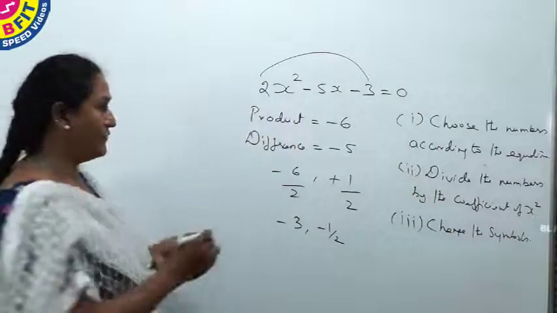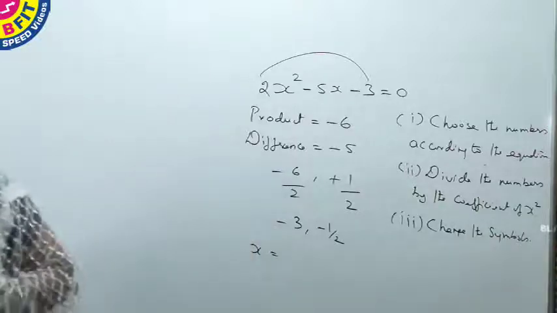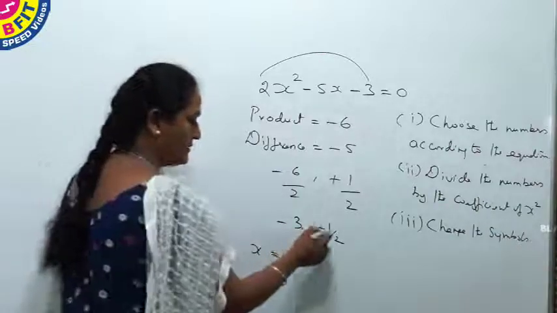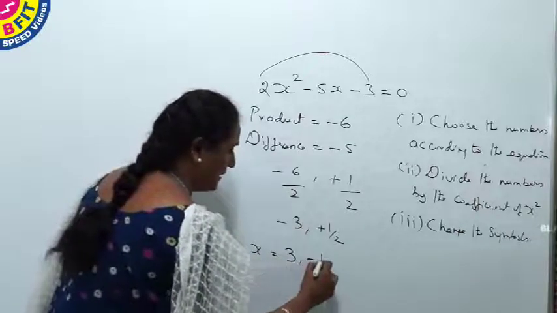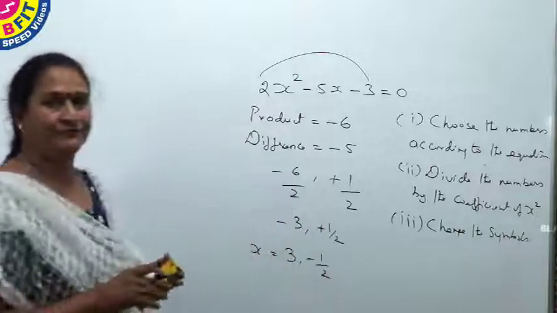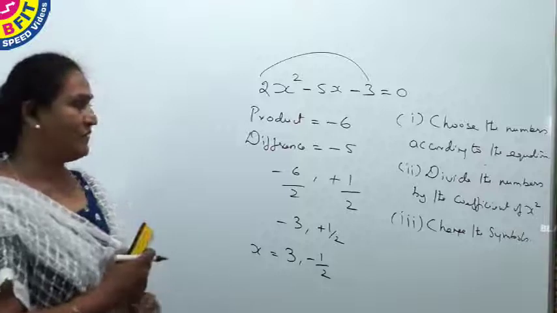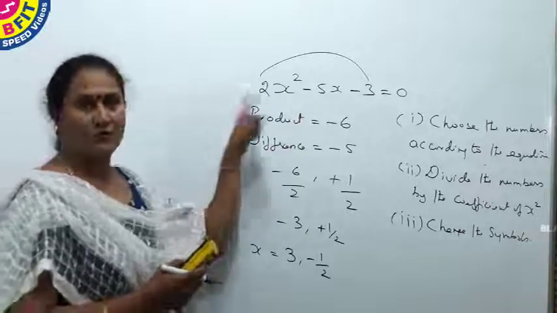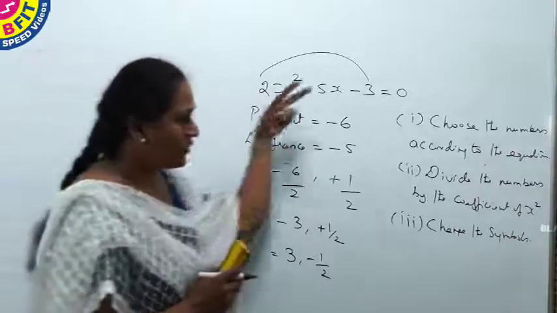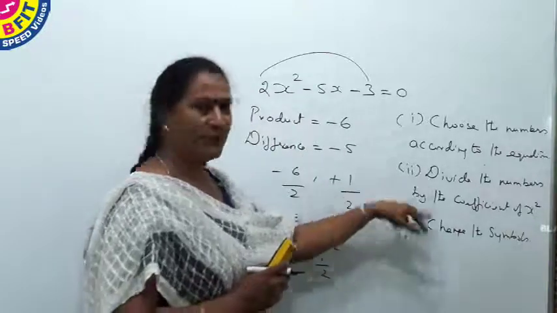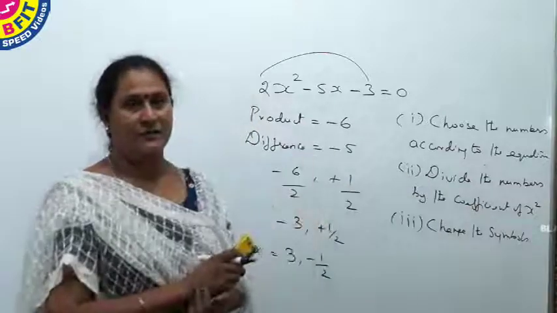So now the solution for x is, here it is plus half. Now changing the symbol, it is plus 3 and minus half. So hope you would have understood how to solve the equation when you have the coefficient of x square as 1 and coefficients other than 1. So just follow these 3 steps. Don't forget to change the symbol or forget to divide the numbers by the coefficient of x square.